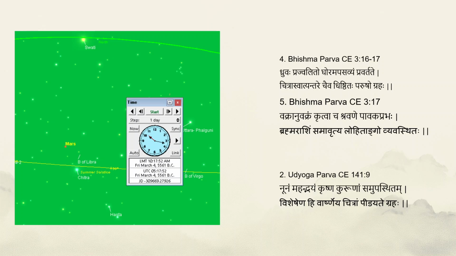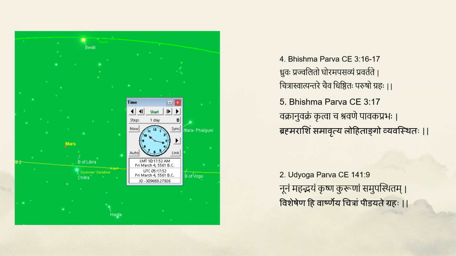Okay, all right. And then there is one other reference that no other Mahabharata dating researchers, including Vedvirarya ji, will be able to show, which is: Nunam Mahadbhayam Krishna Kurunam Samupastitam Visheshenahi Varshneya Chitra Pediyate Graha. I'm not sure where or if he translated this. Well, I don't want to go back. We are going to do a PurvaPaksha of his planetary evidence translation. Actually, we did it, but we will do it with shlok, and I'll try to explain why we should not take these translations lightly.